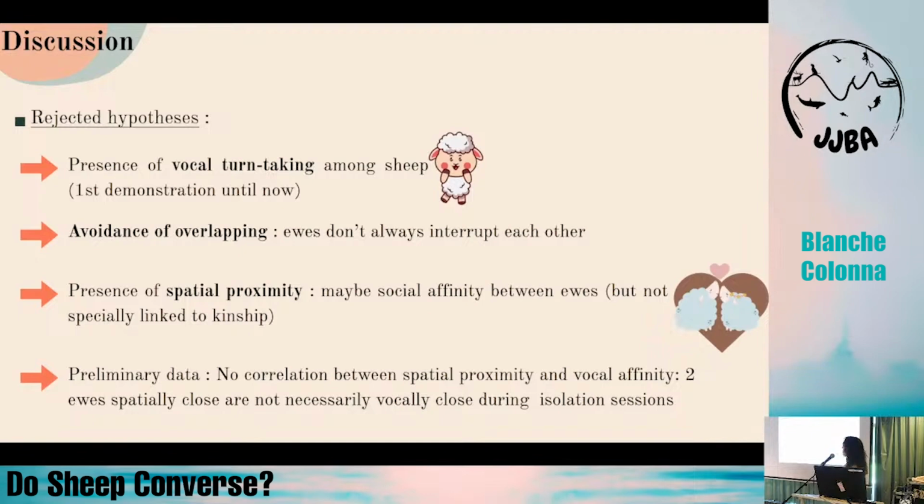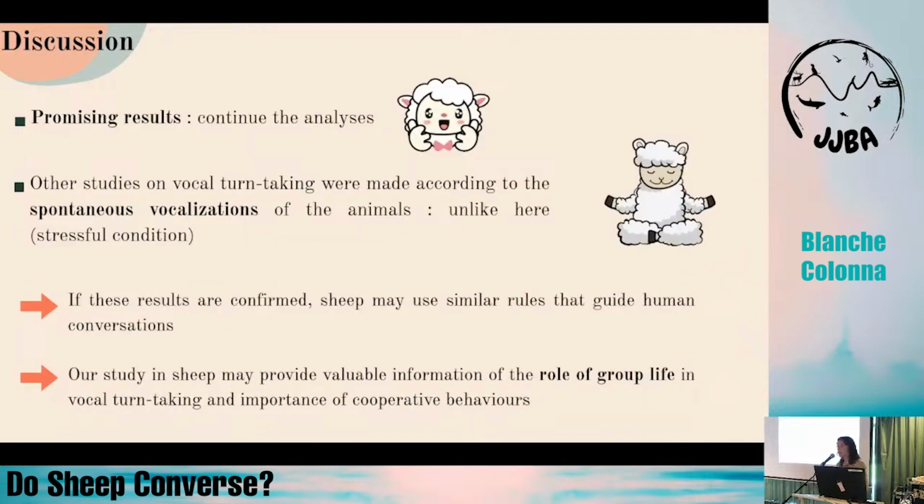After that, we saw that we had some spatial proximity that could be explained by some social affinity or some rank dominance, and to finish, it was expected, but we had no correlation. So these are promising results, and it's interesting to continue the analysis.